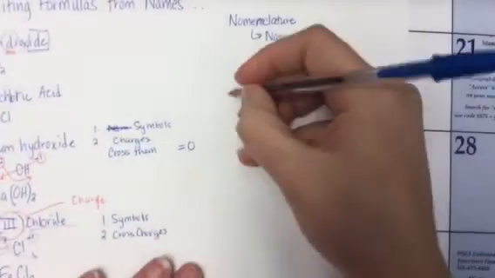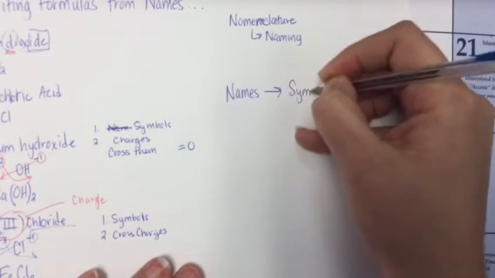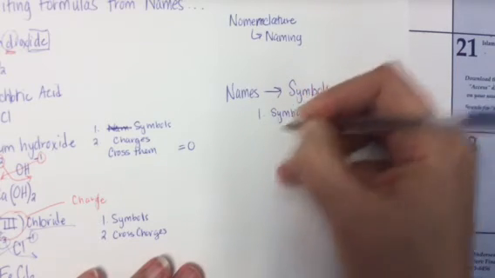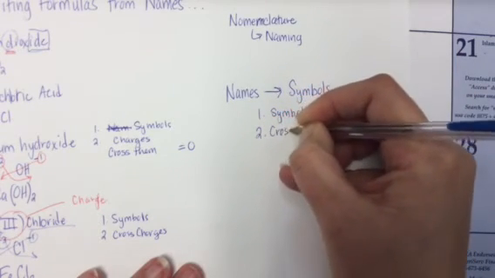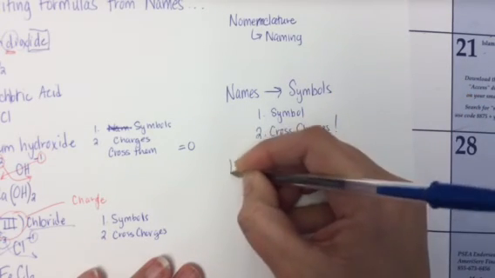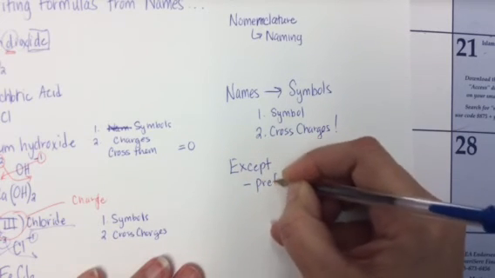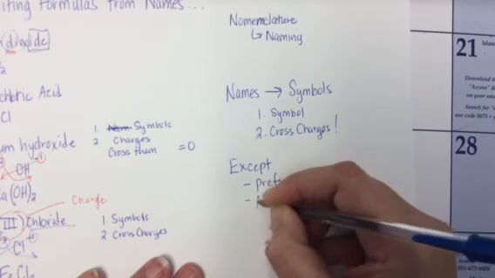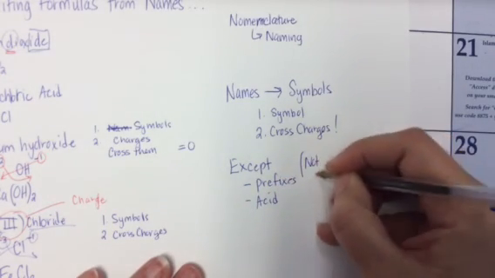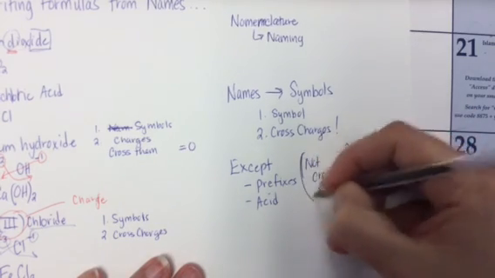When you are going from names to symbols, you have to write the symbol first and then cross the charges if appropriate. The only time that you don't do that is when you have prefixes or it's an acid. Okay? You do not cross the charges in these cases. Okay?